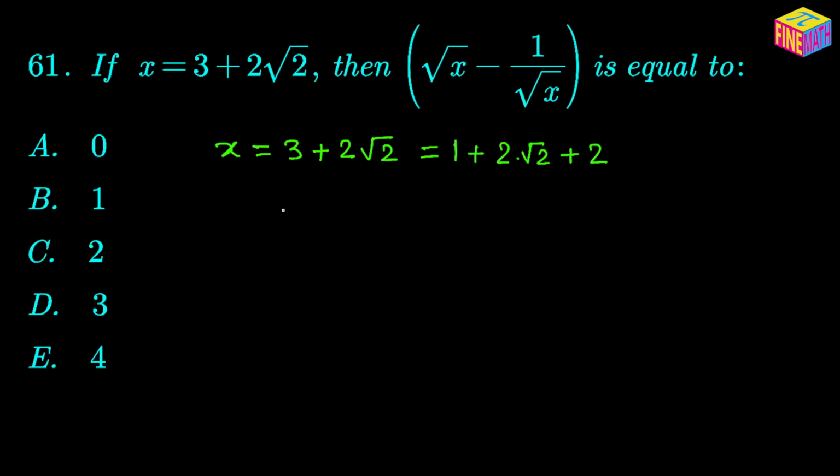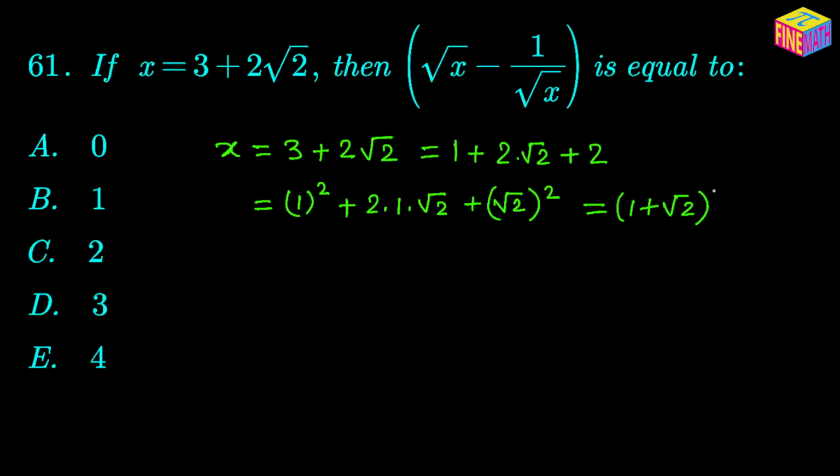And then can we write it like this? We can say, well, this 1 can be written as 1 squared, and then the 2 times square root of 2 can be written as 2 times 1 times square root of 2, and then the other 2 can be written as square root of 2 whole squared. So now you see we have a nice little form here. This is looking like a squared plus 2ab plus b squared. So that is actually a plus b whole squared form. So we can write it as 1 plus square root of 2 whole squared. So x is looking like a perfect square there.